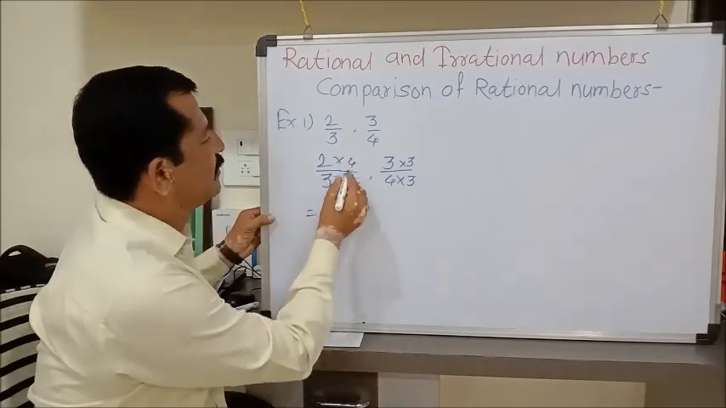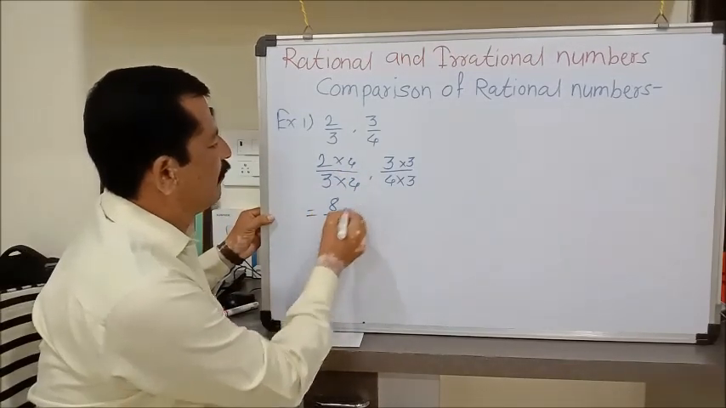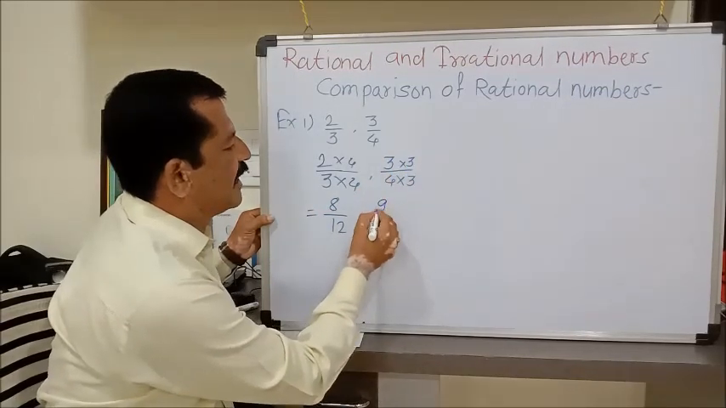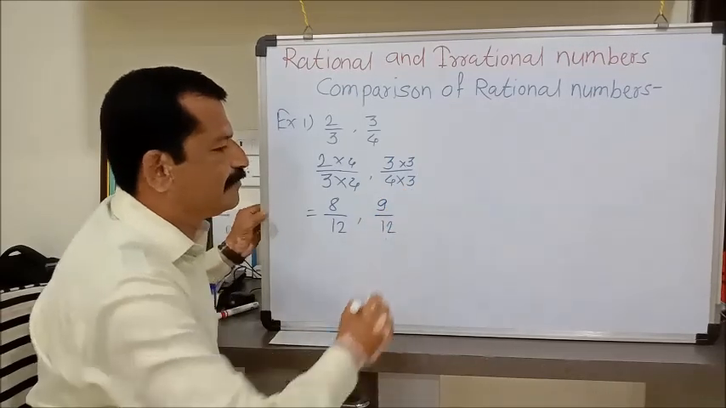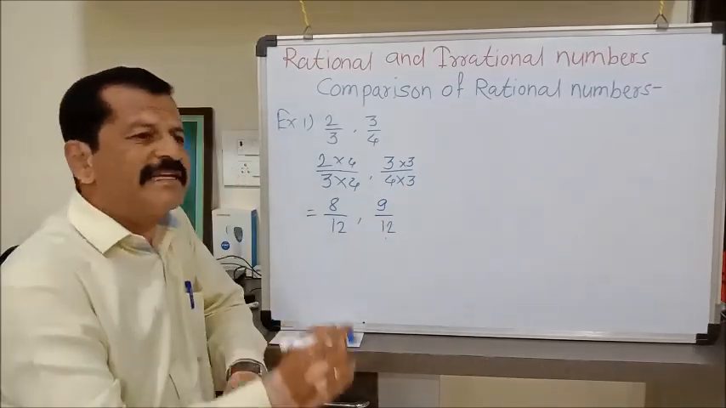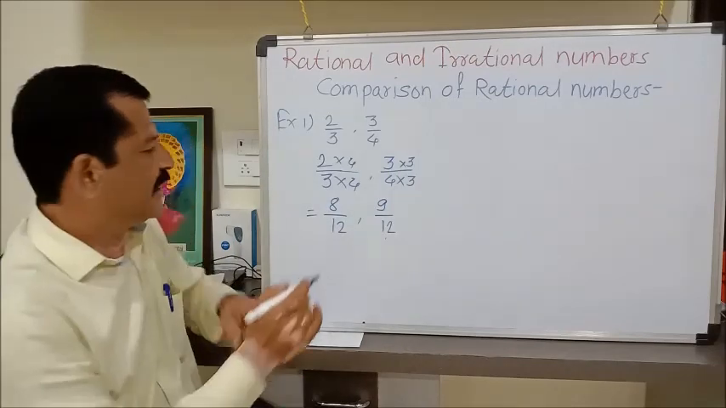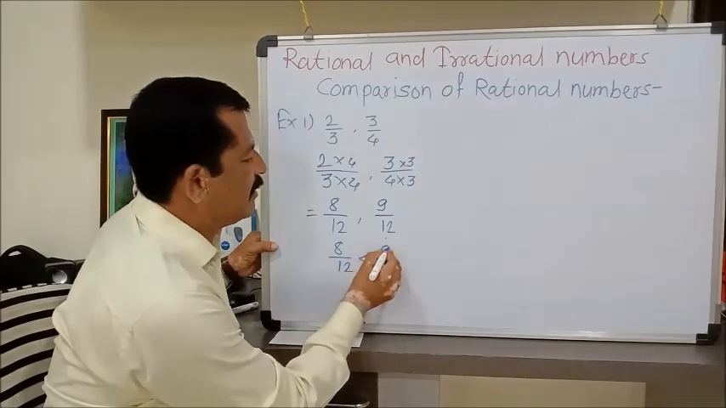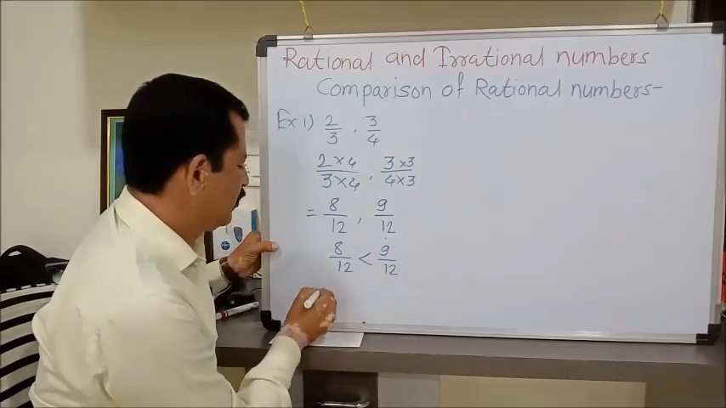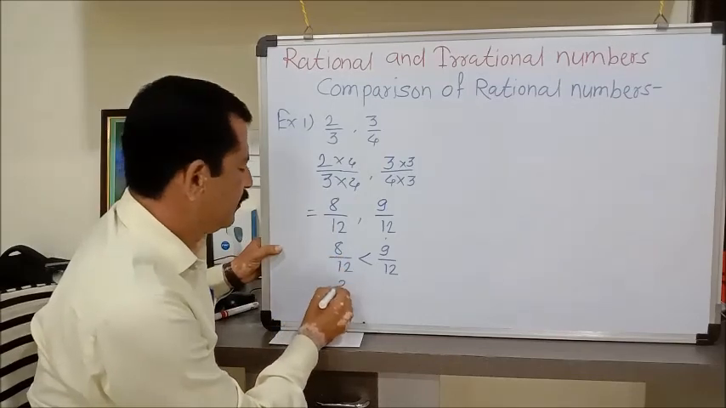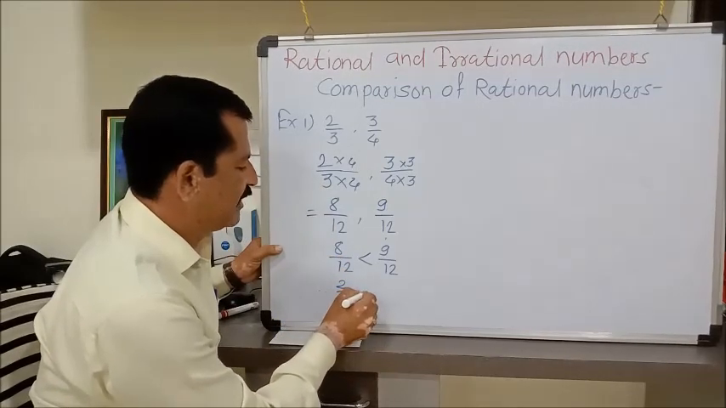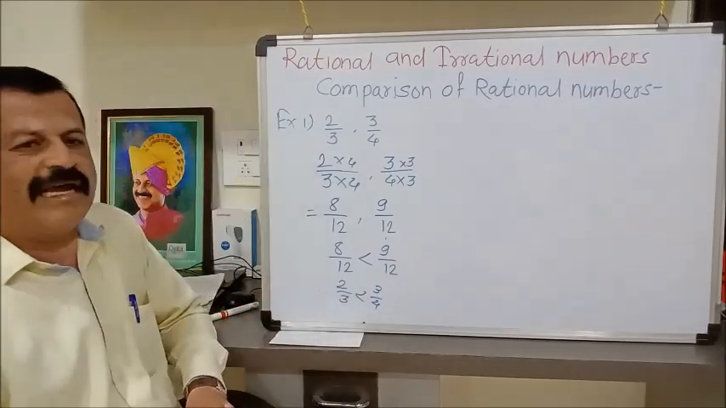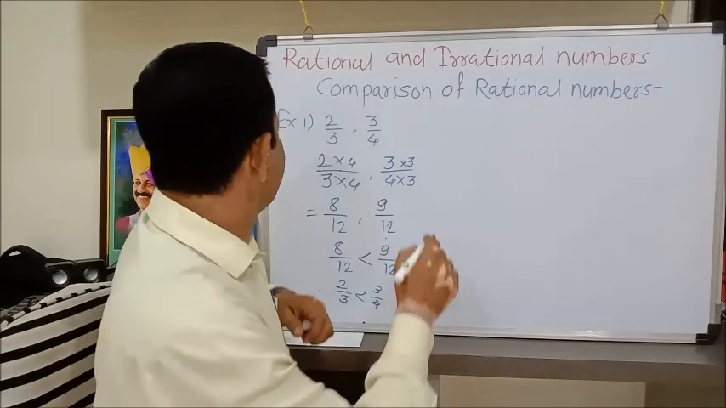Then we get 4 2s are 8, 4 3s are 12. And in the second fraction, 3 3s are 9 and 3 4s are 12. Now we can easily find out which fraction is greater. Here 8 by 12 is less than 9 by 12. So we can write 2 by 3 is less than 3 by 4.